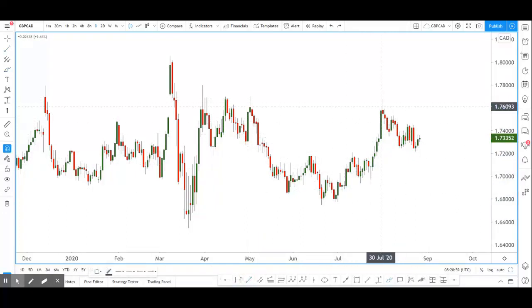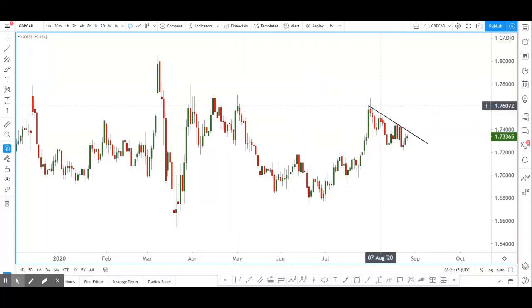With that, we can connect the tops using a descending trend line. It's okay to cut the candle wick because when we go down to the lower time frame, we can adjust accordingly. However, it's not good discipline to cut the candle bodies. So now we have this descending trend line on the daily.